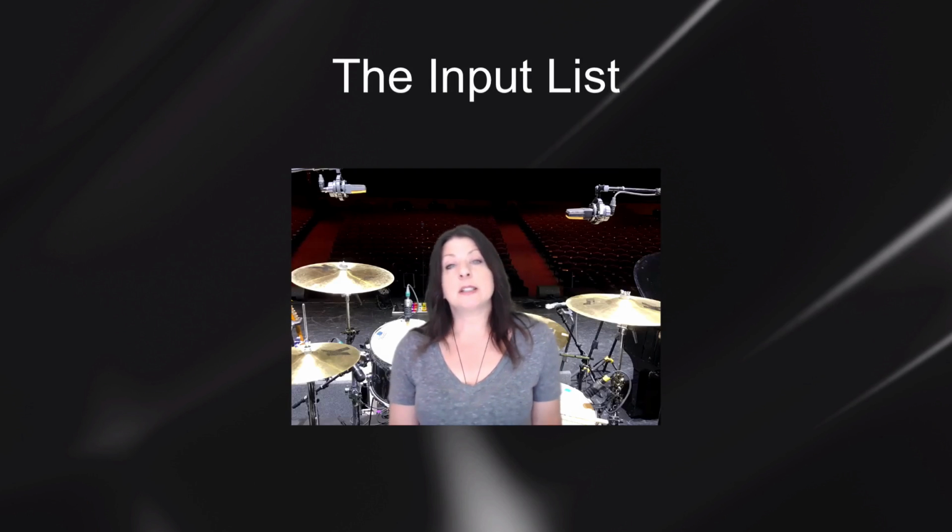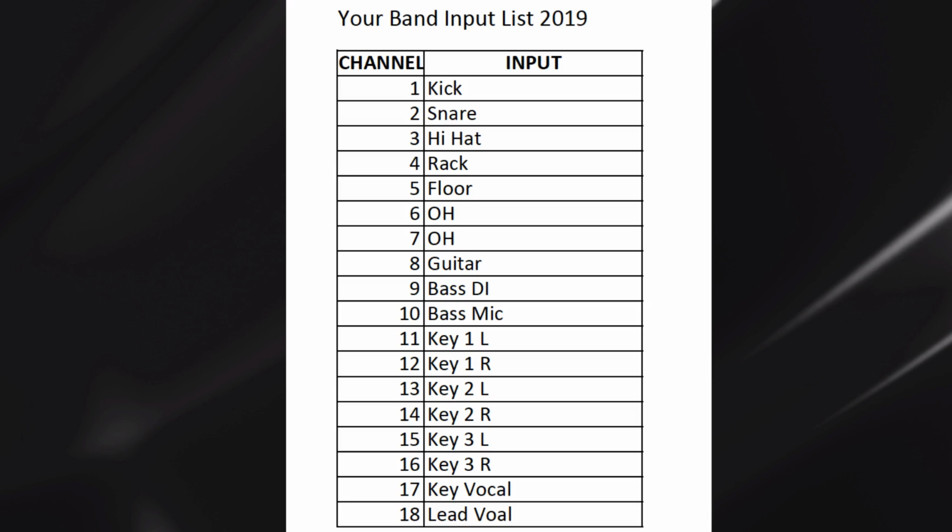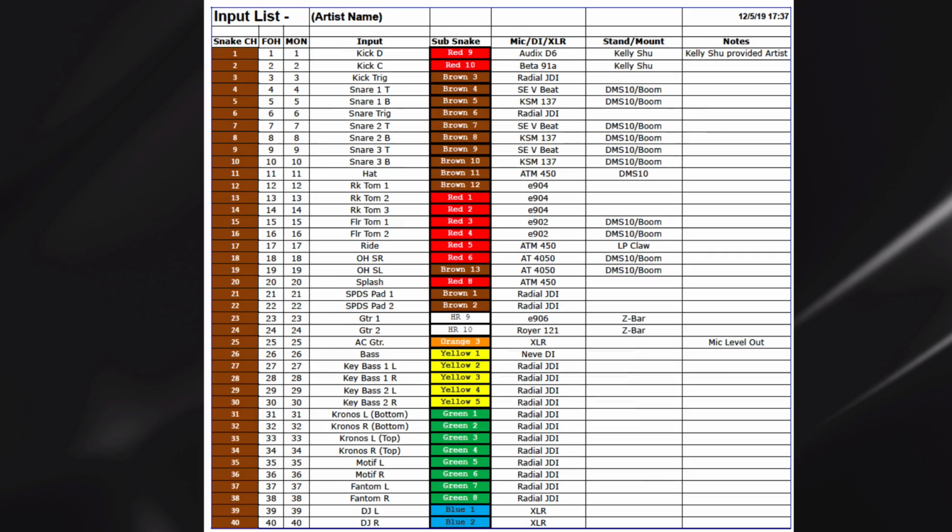An input list is essentially a list of inputs from the stage and the corresponding channels in the snake that they're patched to. And input lists can contain a variety of info ranging from something that's just very basic and states only the input and the snake channel to something more detailed that states the input, the snake channel, console channels, microphones, types of mic stands, sub-snake inputs, and so on.